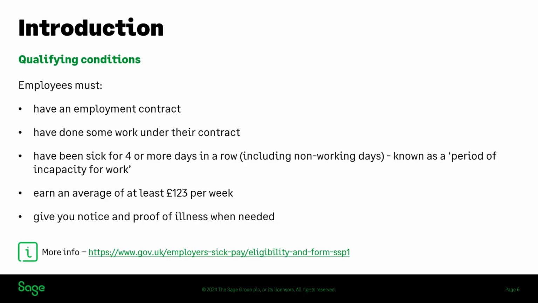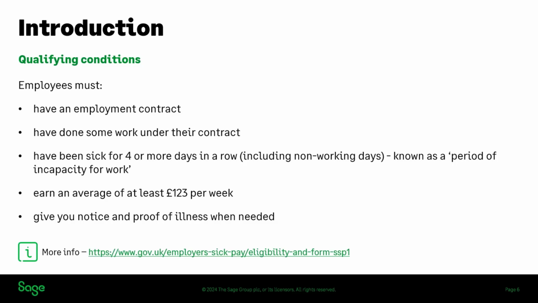They need to be earning an average of at least £123 per week. So that is the current lower earnings limit for national insurance. And that average is taken in the 8-week period prior to the first day of sickness, or any periods they have worked if they've worked for less than 8 weeks.